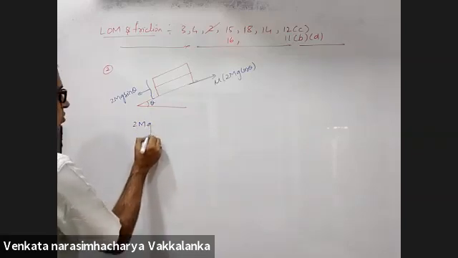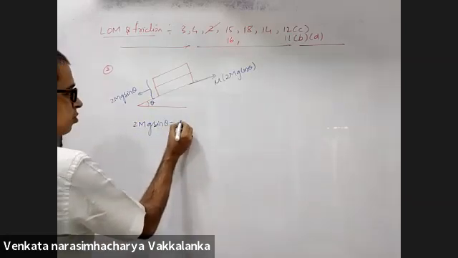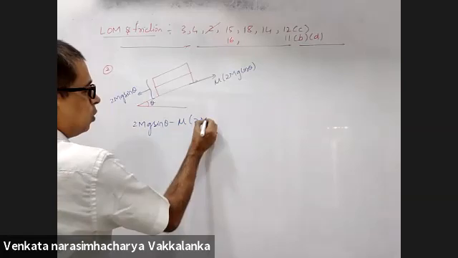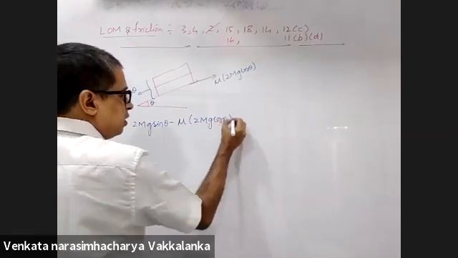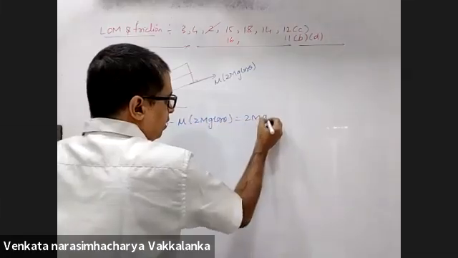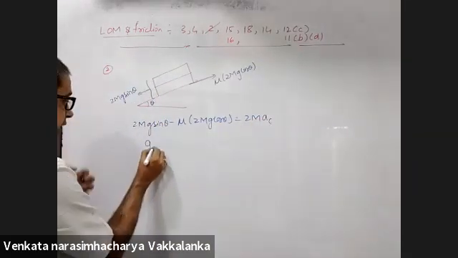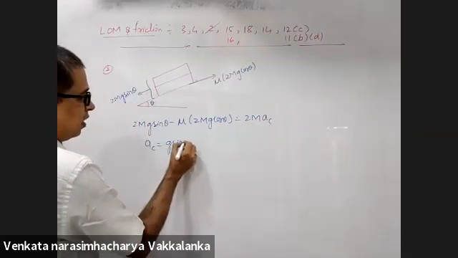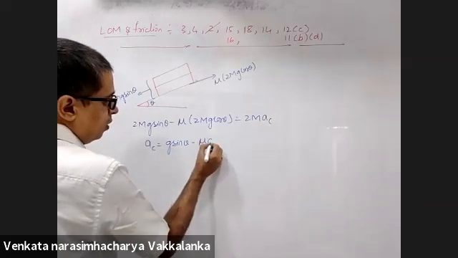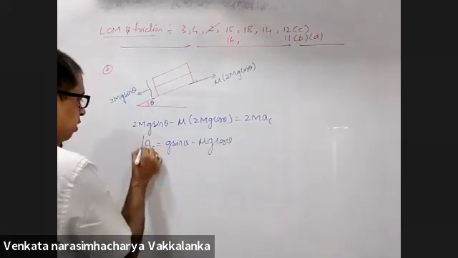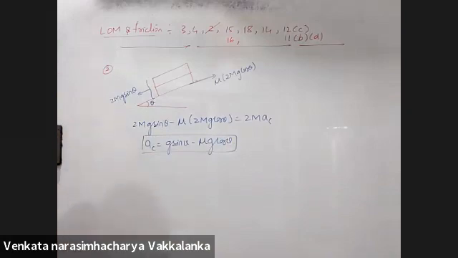Two mg sin theta minus mu into 2 mg cos theta is equal to 2m into A common. So I get A common is equal to g sin theta minus mu g cos theta. My first point here. Agreed? Yes, sir. Two identical blocks of the same mass are placed on a fixed wedge, with coefficient of friction between all contact surfaces being mu.